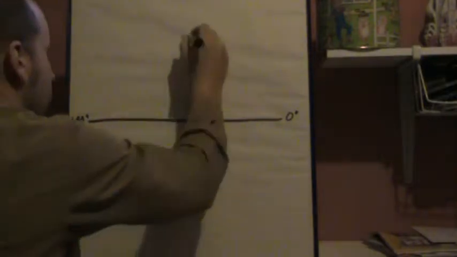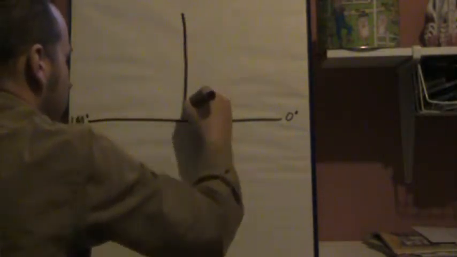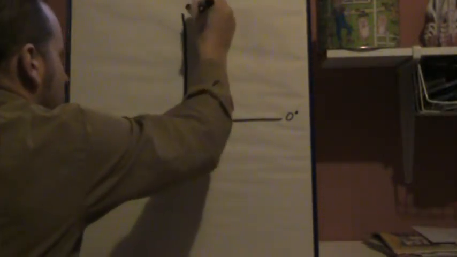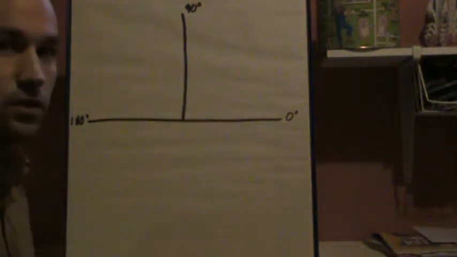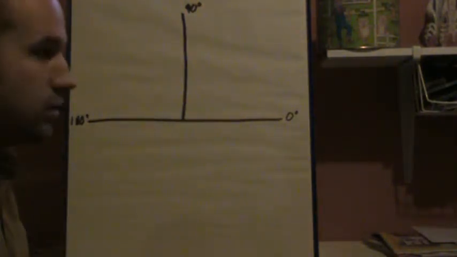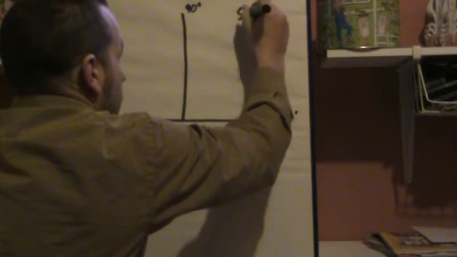In triangles, we only have to worry about 0 to 180 degrees. Okay, and we'll put in the 90. Okay, and sine is opposite over hypotenuse.